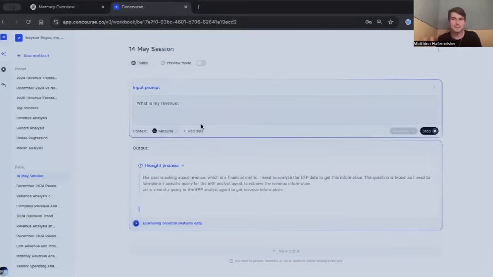But it might have some ambiguity in terms of how to respond to that, right? Is it this month? Is it this year? Is it annualized? Is it these accounts? Does it include interest income? And in fact, when I ask most finance teams that question across a multitude of finance leaders and team members within a team, I actually get different answers, right?